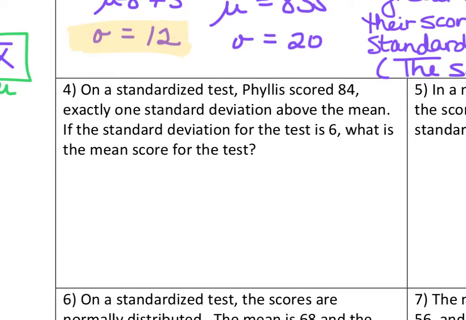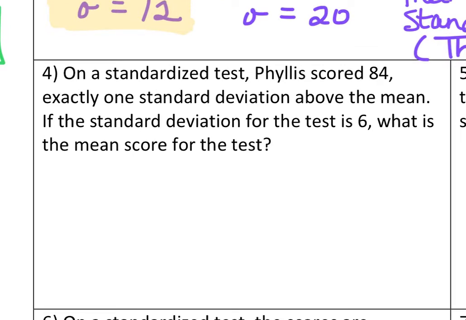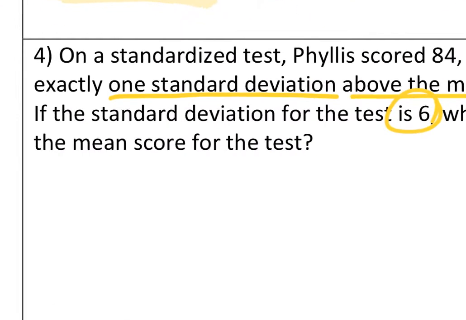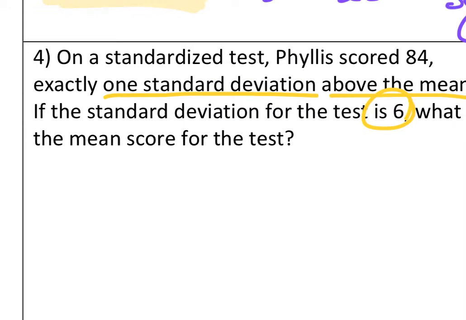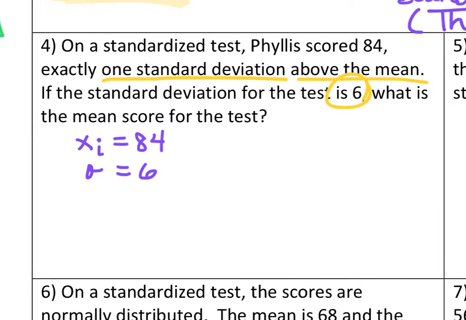So take a minute and read number 4, which says that Phyllis got a certain score on a test and that score is 1 standard deviation above the mean, and the standard deviation is 6. And so basically, you know that Phyllis's score, or that particular data item, is 84, and you also know that the standard deviation is 6. But the other thing is that she scored 1 standard deviation above the mean.